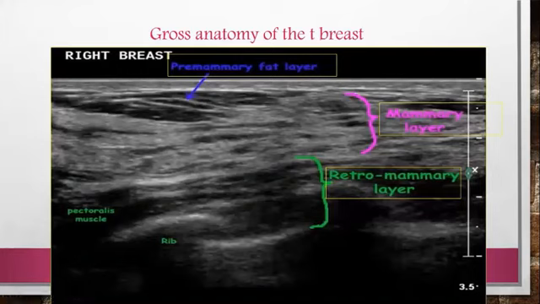But sometimes it's difficult to appreciate all these zones when the parenchyma is thick and occupying the whole breast with paucity of fat. Here, the subcutaneous fat is minimal, as well as the retromammary fat, which is also very thin. The breast is almost abutting the pectoralis with very thin layers here, and these are the ribs.